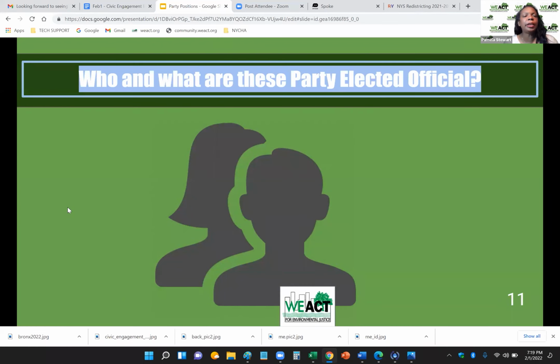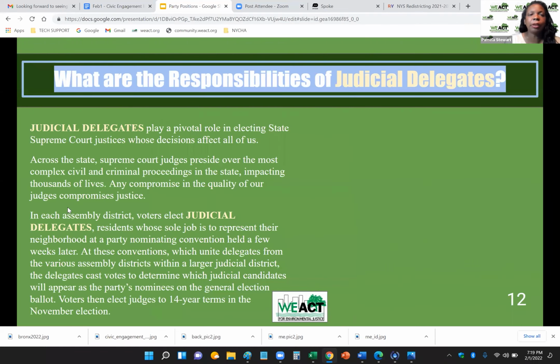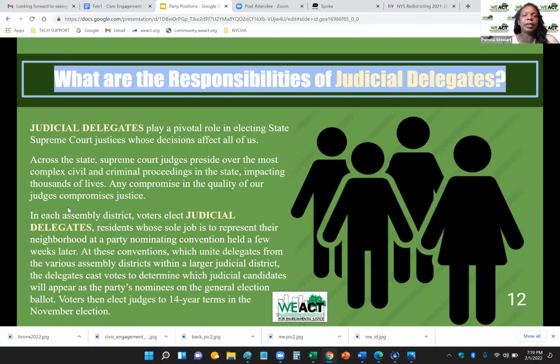So what we're all here to discover is who and what are these party elected positions. We're going to start with the responsibilities of judicial delegates, because I think we all know, a lot of us go to the polling site, we see these positions on our ballot, we don't know what they do, we don't know how they impact our community, and we're unsure of how to vote. But the more we learn about them, the better we can select the right person for the job.